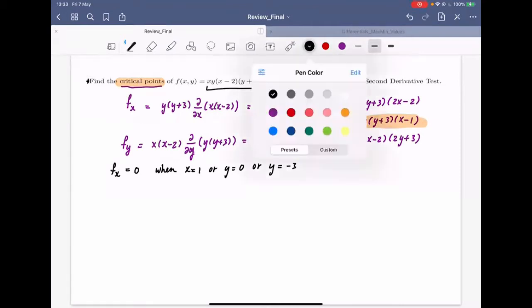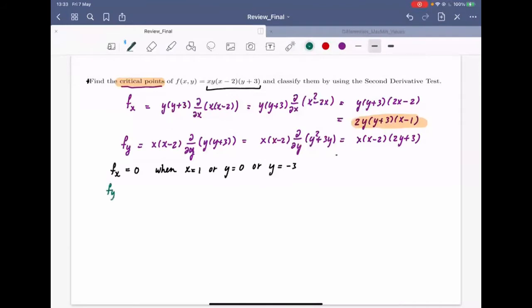And then on the other side, for fy equal to 0, this is going to be when x equals 0 or x equals 2 or y equals negative 3/2. Okay, need to be careful of that, because 2y plus 3 equal to 0 means y equals negative 3/2. Okay, so I have that.